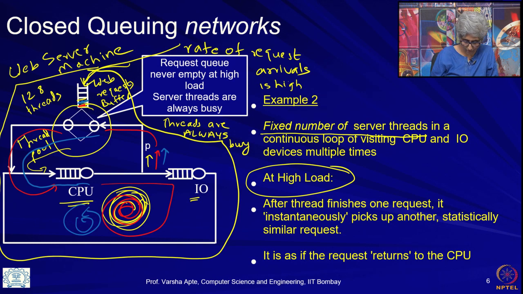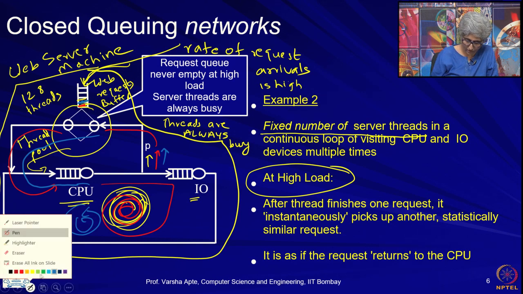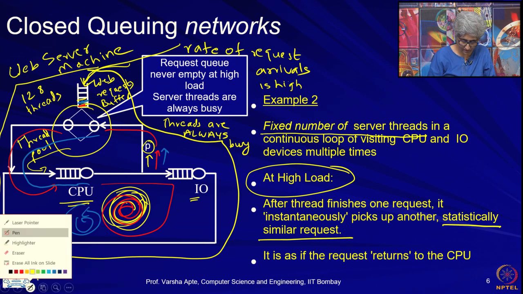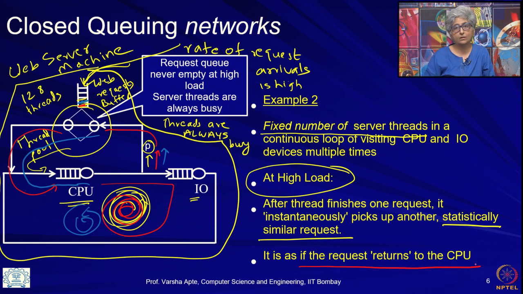A key assumption to note here is that we assume all these requests are statistically similar, okay. That means they have the same mean service time, the same branching probability P of finishing, the same variance and everything. Their service time distribution is basically the same, and their probability of wanting the IO versus finishing after getting the CPU is the same. Then it is as if the same request has come back into the system, right? It is as if the request has returned into the system. Right. So this is what we assume.